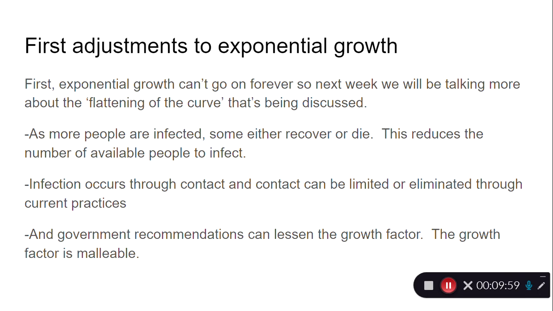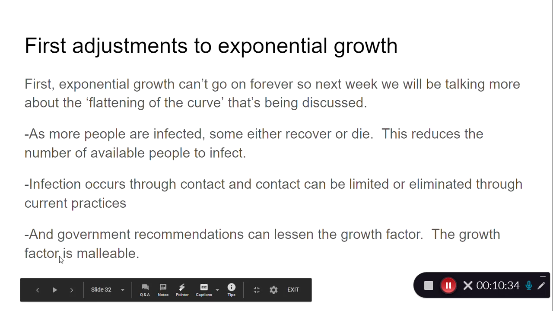It spreads exponentially initially. Now, several things happen to prevent that. So as people become infected, some of them recover. They can no longer be infected, or some of them pass away, and they can't be infected either. So that reduces the number of people left to infect. Infection occurs through contact, and contact can be eliminated or reduced through current practices. That can affect the growth. And then the other government recommendations or policies can further lessen the growth factor. The growth factor is malleable.